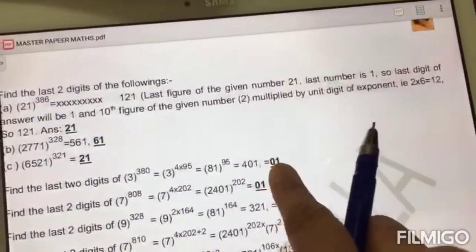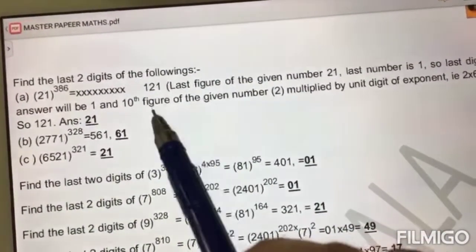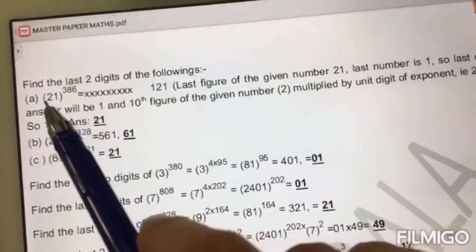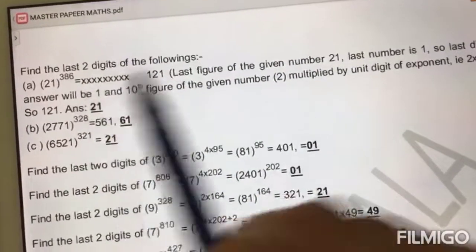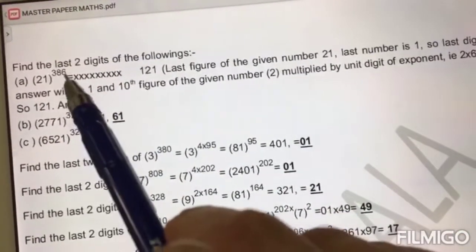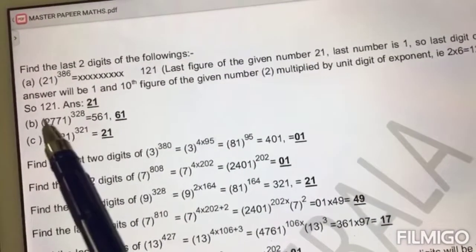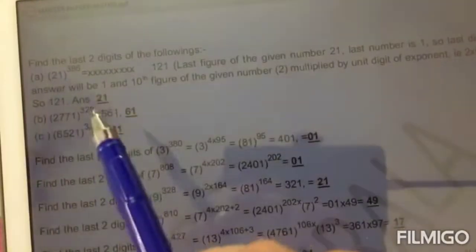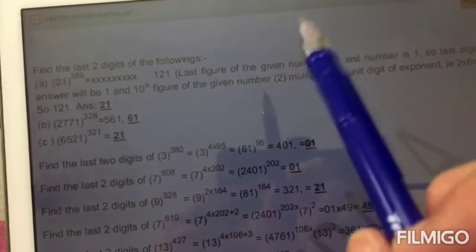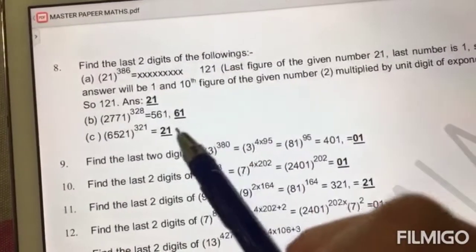But we have to find the last 2 digits, that is the tens place and the units place. We have found the units place, now the tens place. The tens place of the given number is 2. So we have to take 2 multiplied by the units digit of the exponent, which is 6. So 2 into 6 is 12, and 1 here. It is 1, 2, 1. Therefore the last 2 digits are 2 and 1. Right? If you want, you can check it using a calculator. You will get this answer.